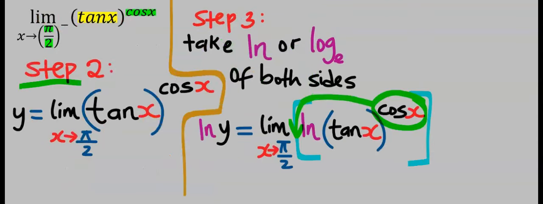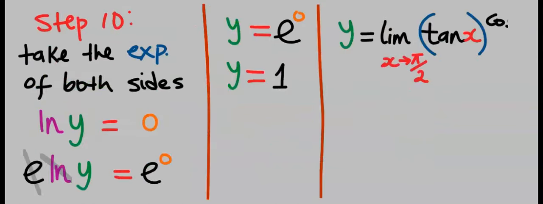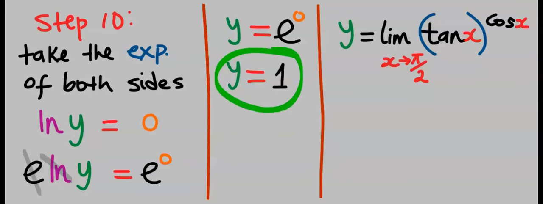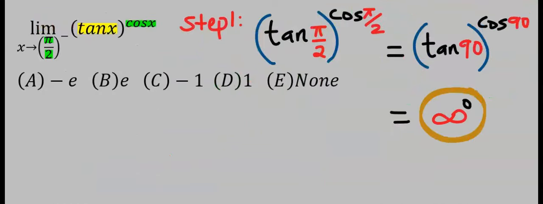Recall from step number 2, we assigned the given question to y. If y is equal to 1 and we assigned y to be equal to the given question, then our final answer is 1. And from the options, our answer is D.